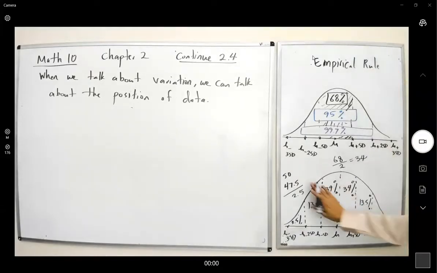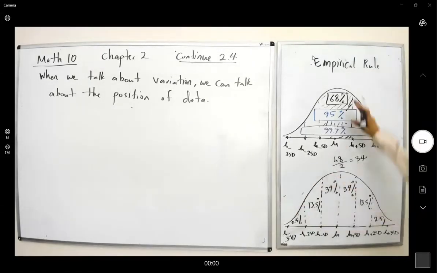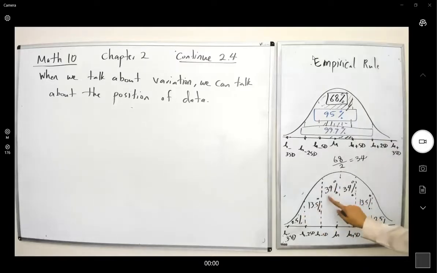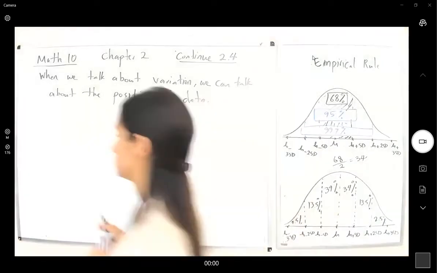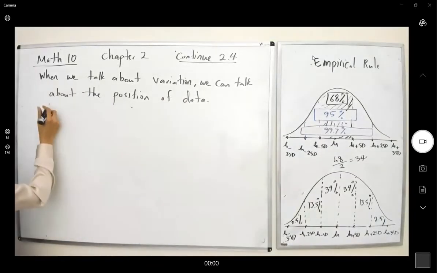So this is equivalent to writing these in smaller portions. So 34%, 34%, 13.5%, 13.5%, 2.5%, 2.5%. Why do I want this? Because it helps me to answer a question easily. So take a look at one example.